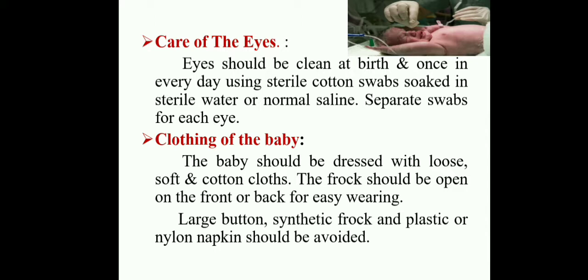The baby should be dressed with loose, soft, cotton cloth. The frock should be open at the front or back for easy wearing. Large buttons, synthetic frocks, and plastic or nylon napkins should be avoided. Whenever you are clothing the baby, it should be cotton cloth only, soft cloth only, and front or back open, easily worn dresses should be preferred for the clothing of the baby.